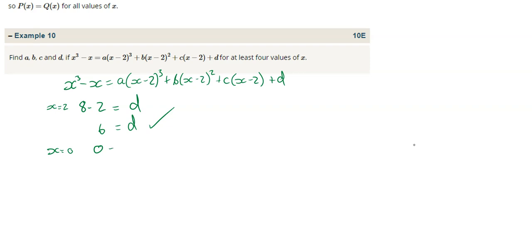equals 2. 0 then equals alpha outside of, what's that, negative 8? Negative 8, alpha, not alpha, sorry, a. Plus 4b. Was it a c? Minus 2c plus 6. Cool. Can divide everything by 2 for starters. So 0 equals negative 4a plus 2b minus c plus 3. And so where do we go from here?